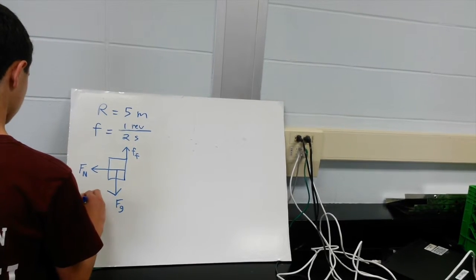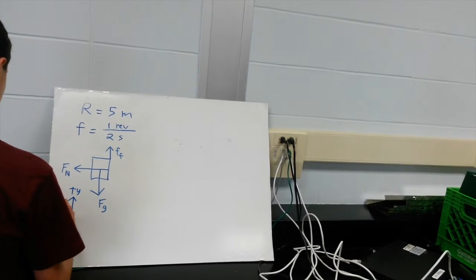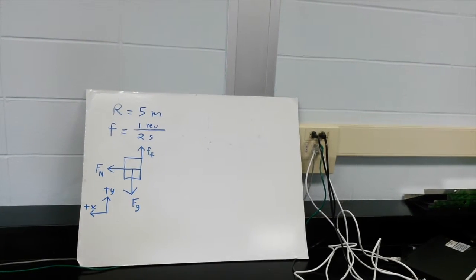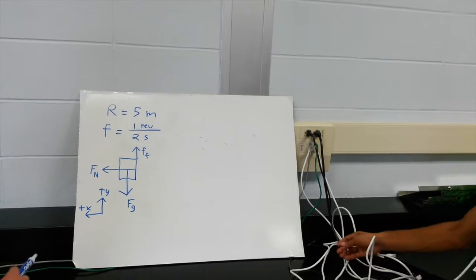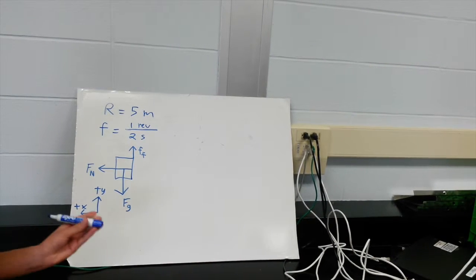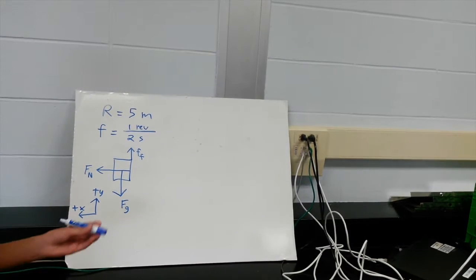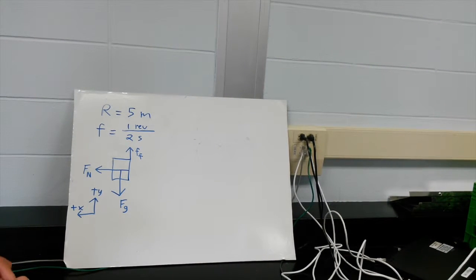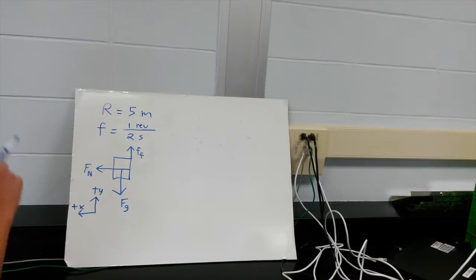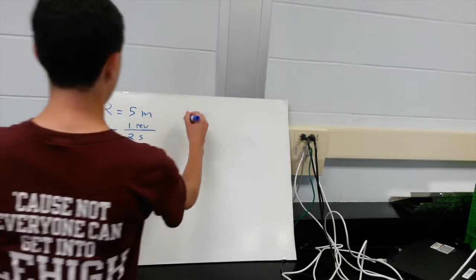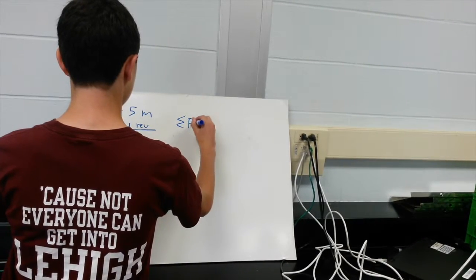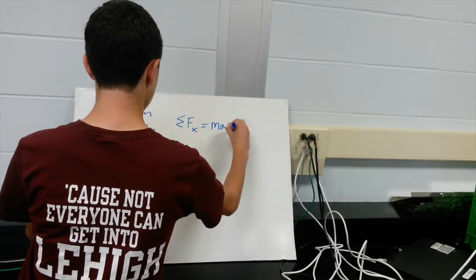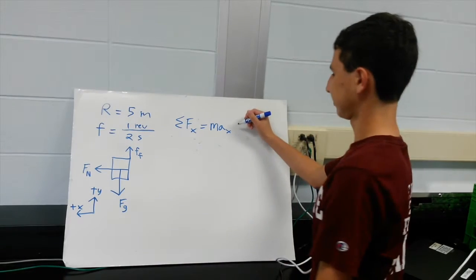Now that we have that, we just have to draw in our sign convention to make sure we know which direction is positive and which is negative. We're placing up and to the left as positive in the X and Y directions. It just makes everything easier for us to do. So to start your sigma F statements, you're going to take the sigma F in the X direction, which will be equal to mass times acceleration in the X direction.